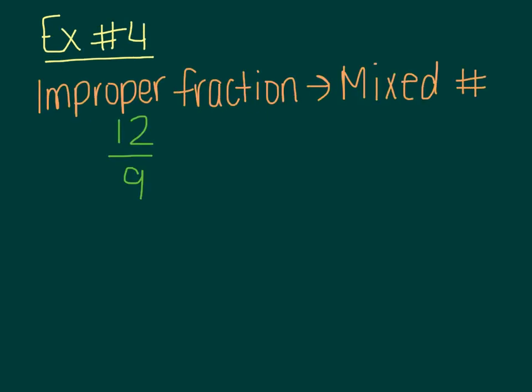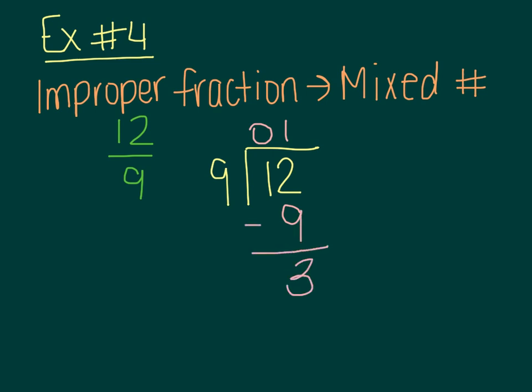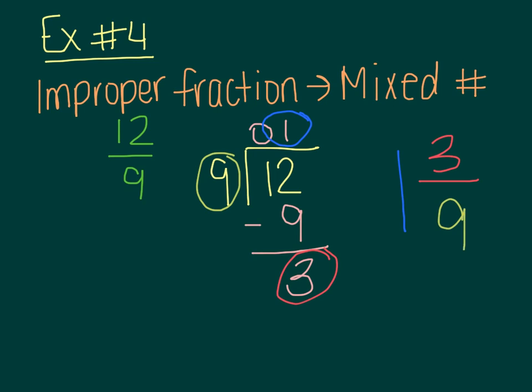All right, our last example, 12/9. We divide again. 9 cannot go into 1. 9 goes into 12 one time. We get 3 left over, and we can make our mixed number. This is my whole number. Numerator. Denominator. 1 3/9.